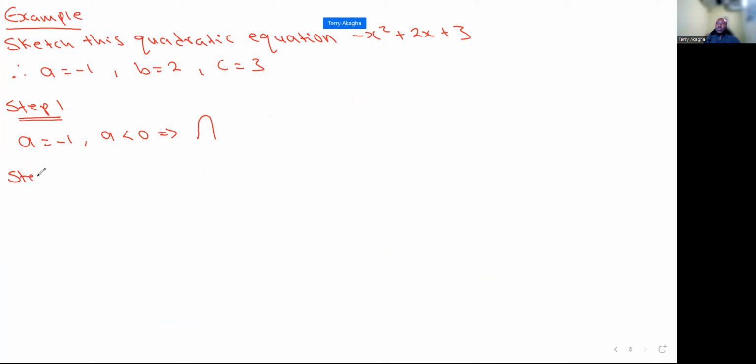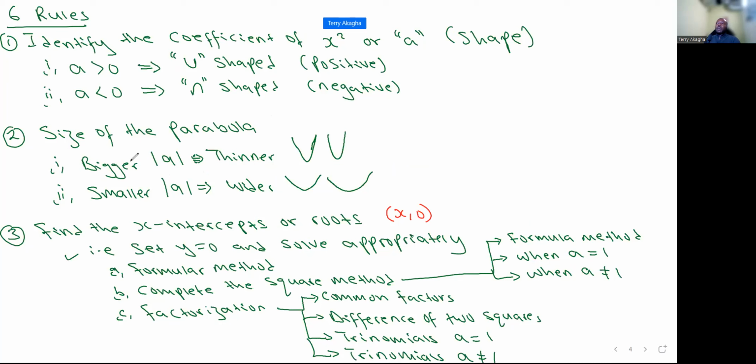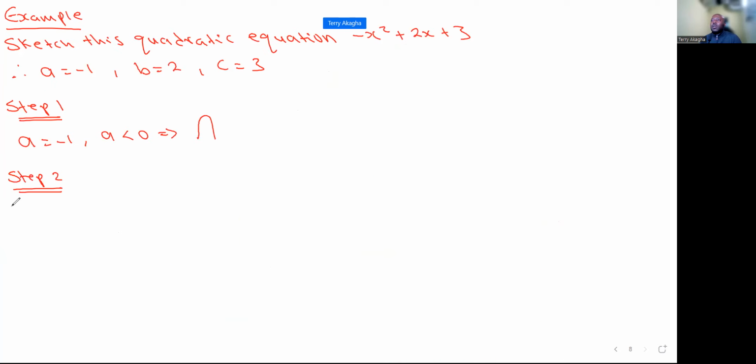Step 2, we need to know the size. The absolute value, if it's bigger, the graph is thinner, and if it's smaller, it's wider. So the absolute value of a is equal to the absolute value of minus 1. When it's absolute, you have to remove the negative sign. So the absolute value is equal to 1, and because of that, it's going to be wider. So we'll be expecting the graph to look like this.